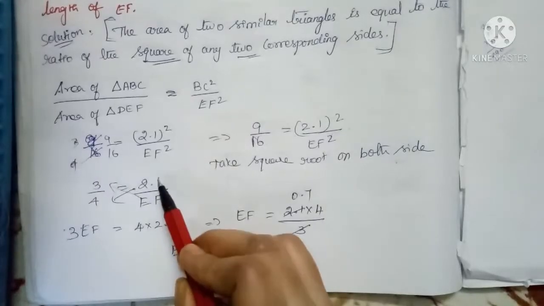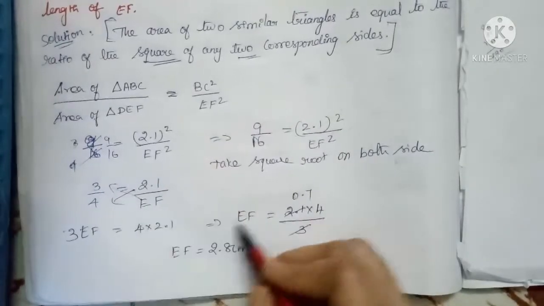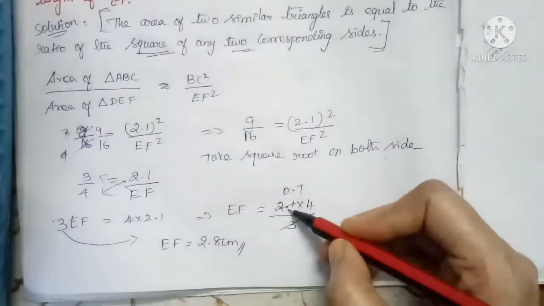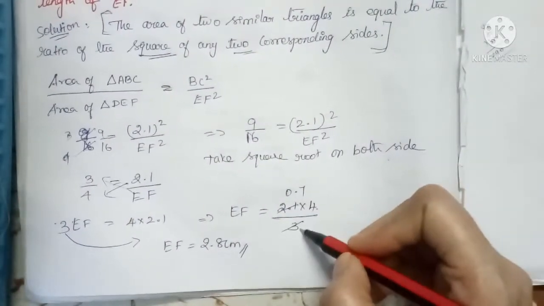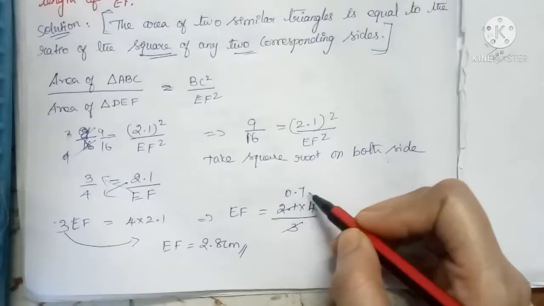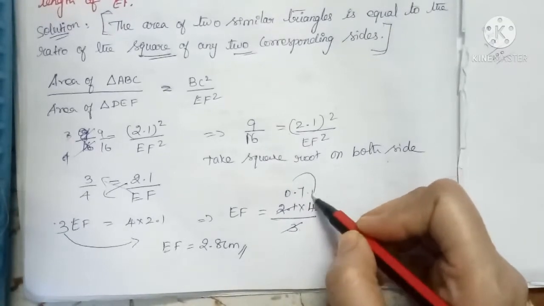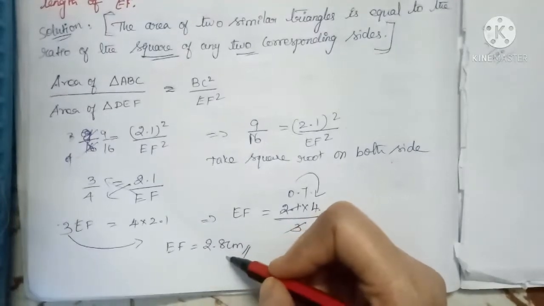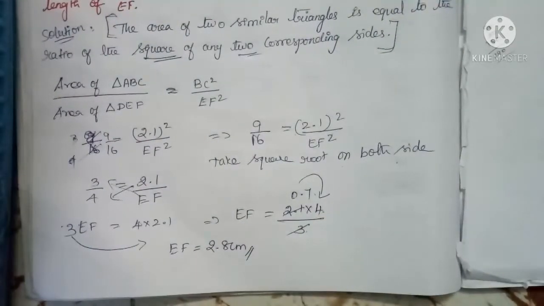Now do the cross multiplication. 3 into EF is equal to 2.1 into 4. Here we have to find the value of EF alone. So bring this 3 to this side. So 2.1 into 4 divided by 3. When we cancel this, we'll get 0.7. So 0.7 into 4, 2.8 centimeter. Here EF is equal to 2.8 centimeter.